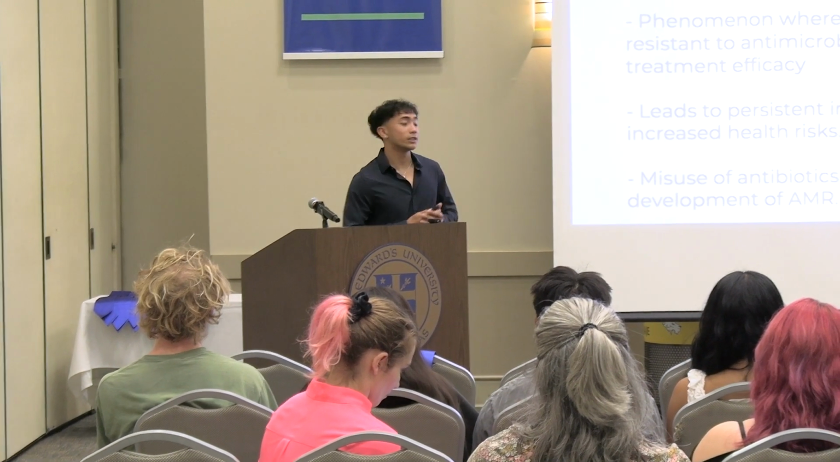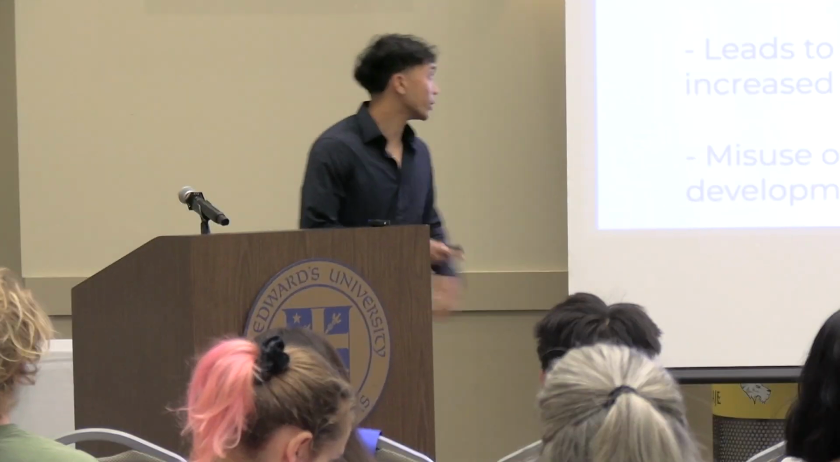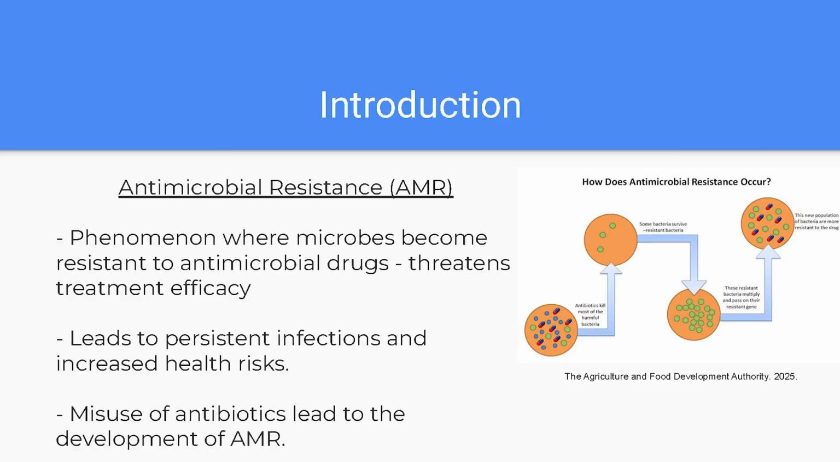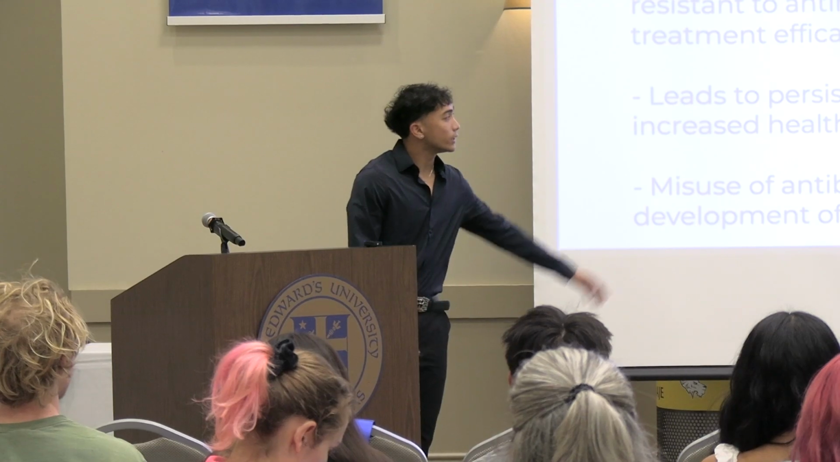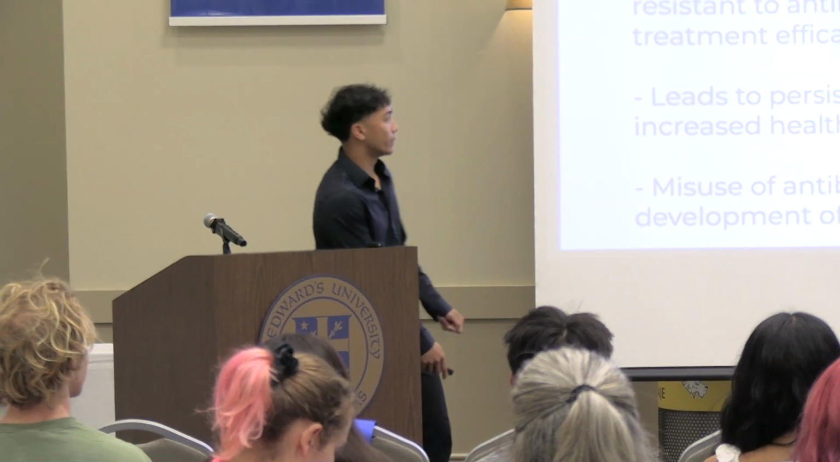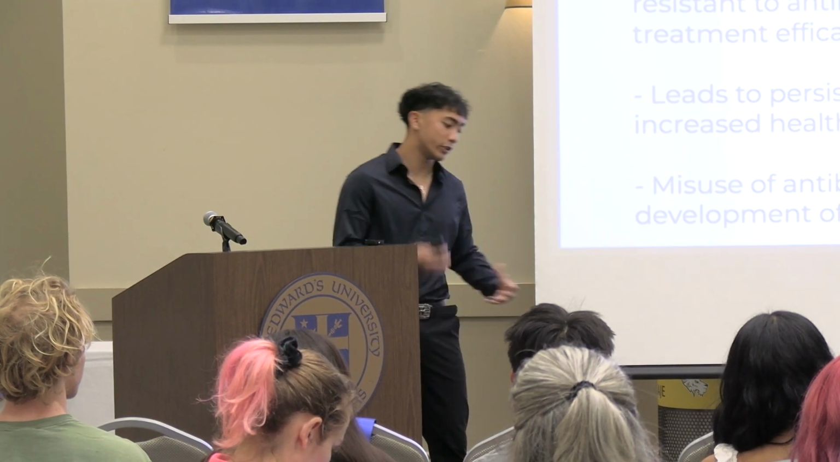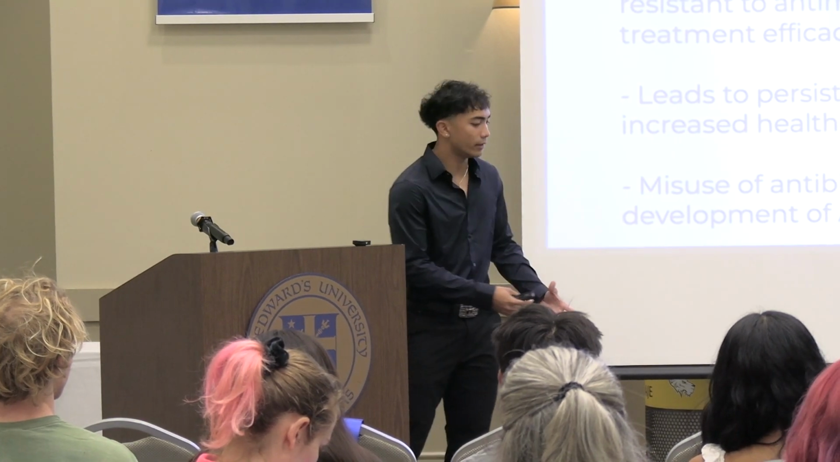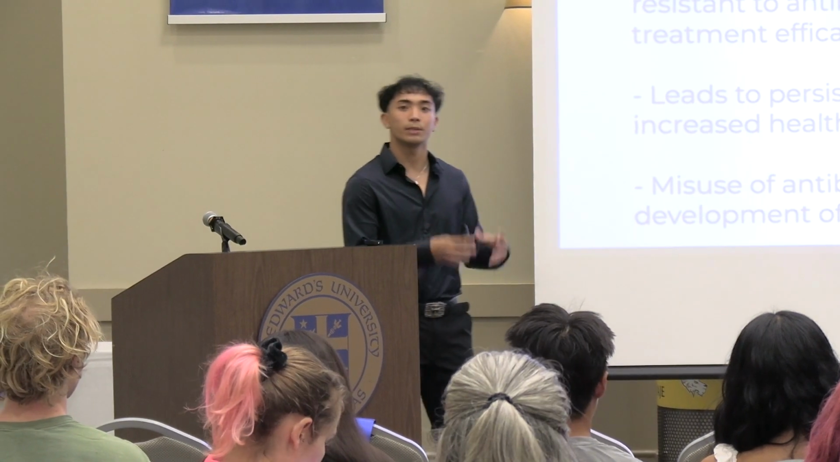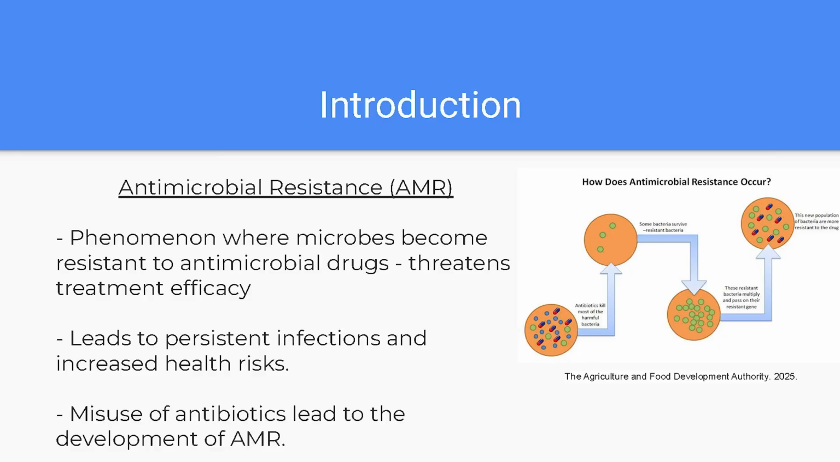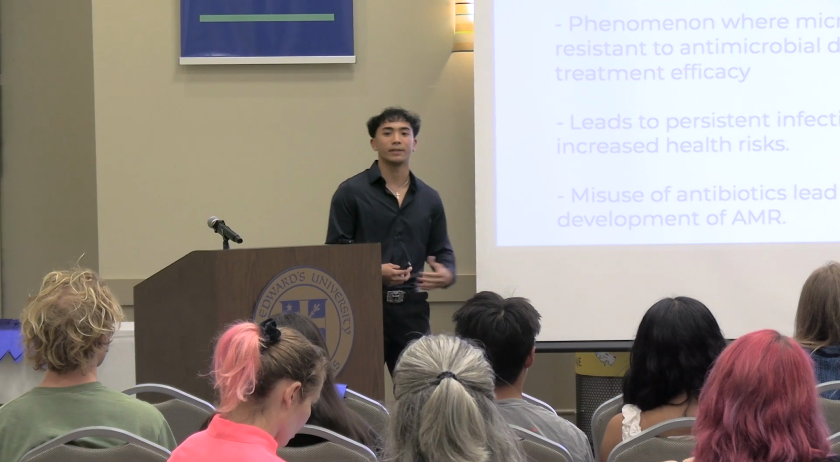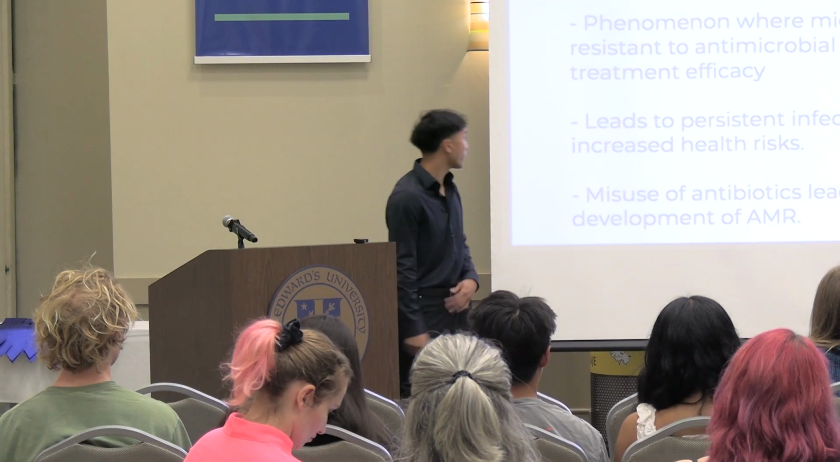That's the issue I want to talk about today, which is antimicrobial resistance. That's a phenomenon where microbes become resistant to antimicrobial drugs. As we can see in the diagram on the right, that's a process of how AMR can occur, in which there's a plate of bacteria and we treat it with antibiotics, and the resistant pathogens persist and multiply, and then when we try to treat it again with antibiotics, it's going to have a harder time getting those resistant pathogens out.